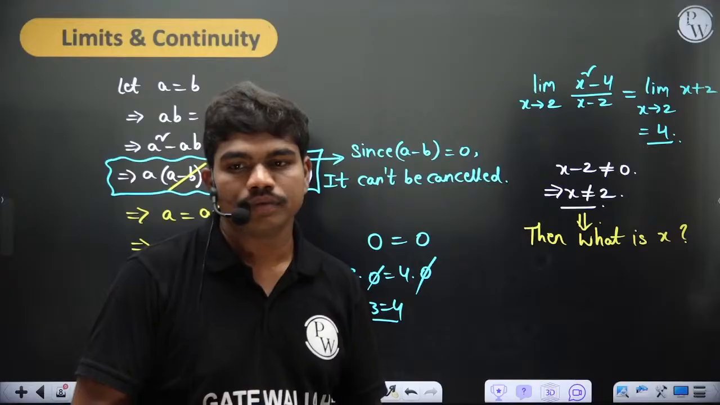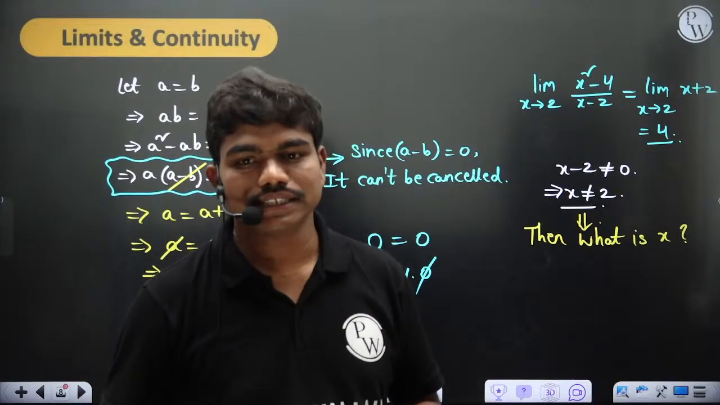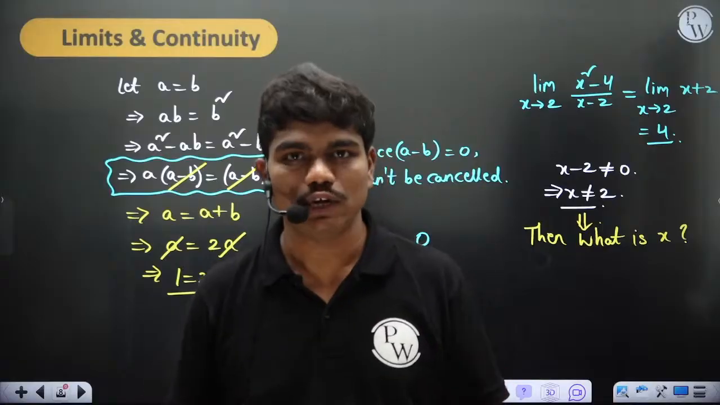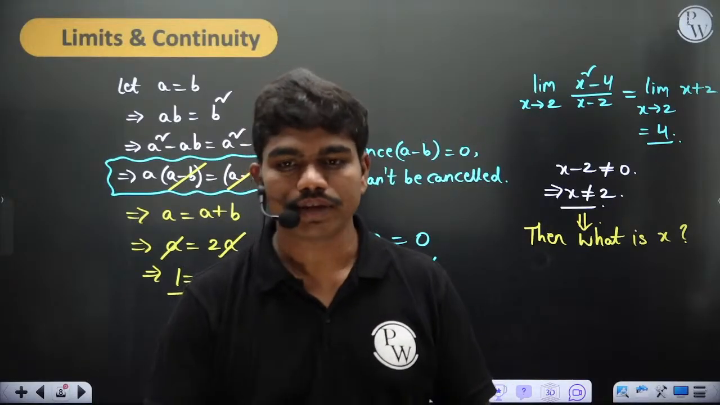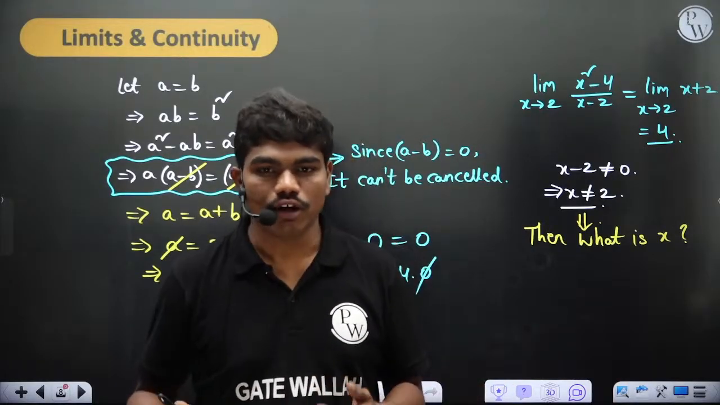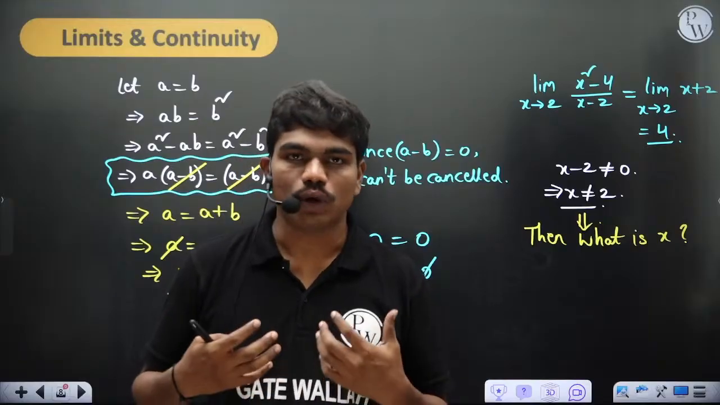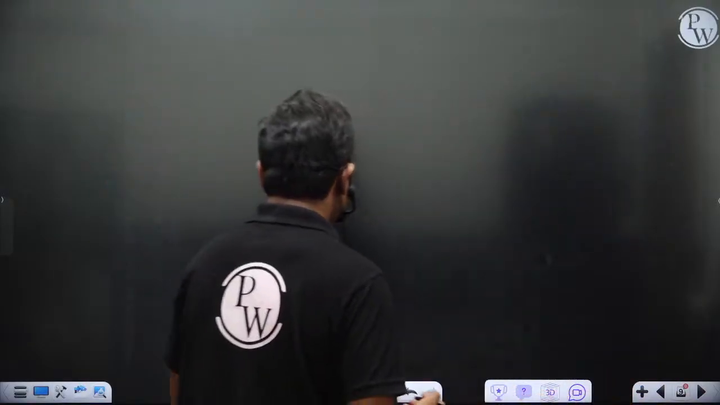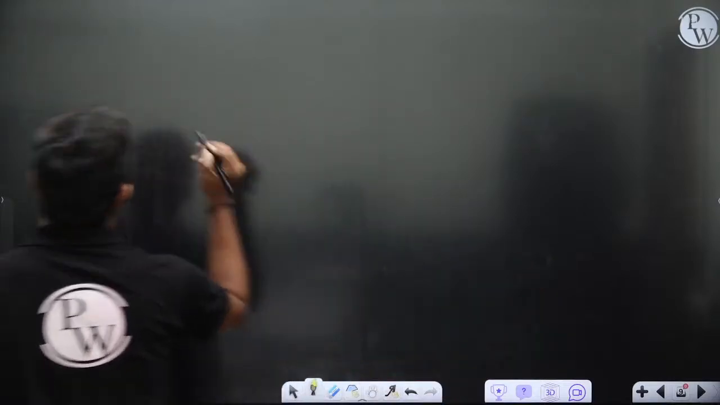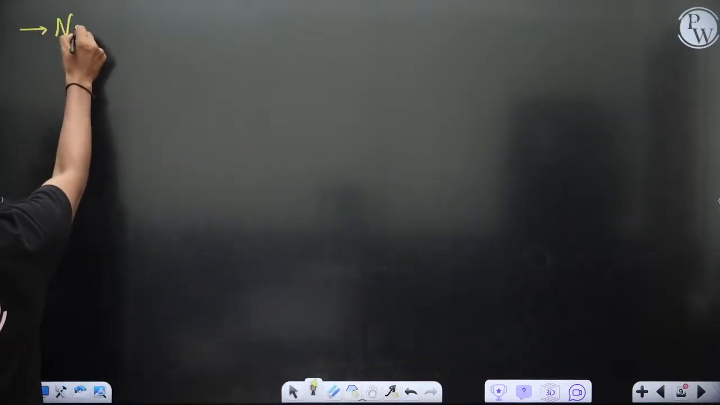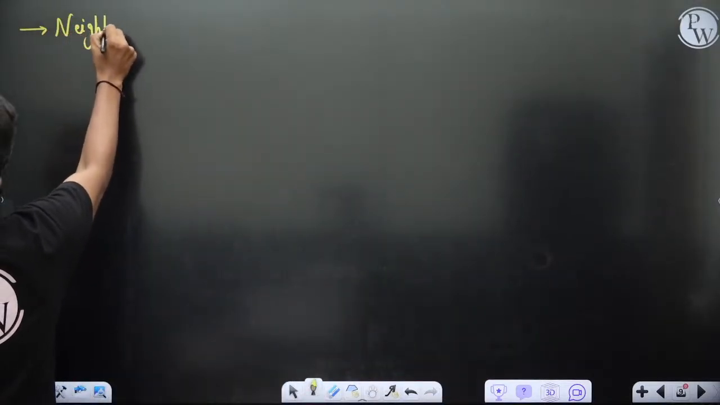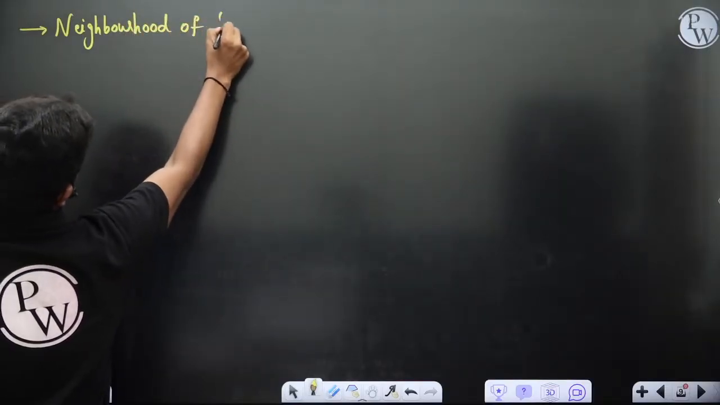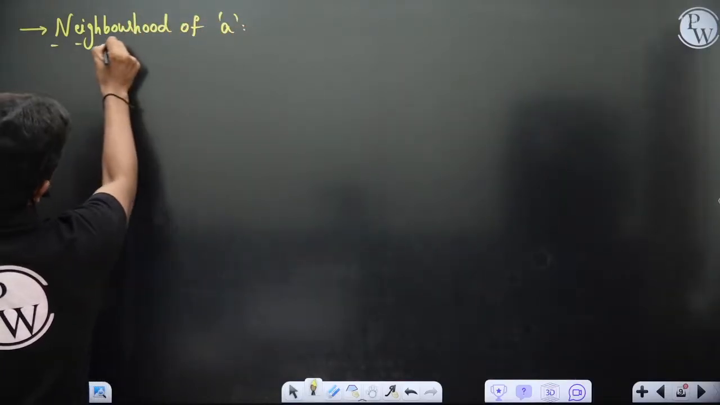Okay. One question that comes to our mind is, x is not equal to 2, of course. Then if x is not exactly 2, then what is the value of x? That's the question that comes up. Now to understand this concept, to answer this question, we move to one particular concept which is called neighborhood of a. So what is this neighborhood of a?